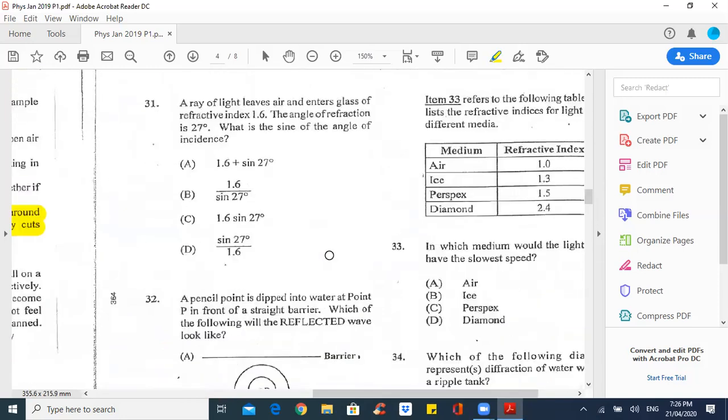Number 31, they said that a ray of light leaves air and enters a glass of refractive index. So we're going back to the formula here that we just did with refractive index. N is equal to sine I over sine R, Snell's law. Sine R was what value? So we want to find sine I.